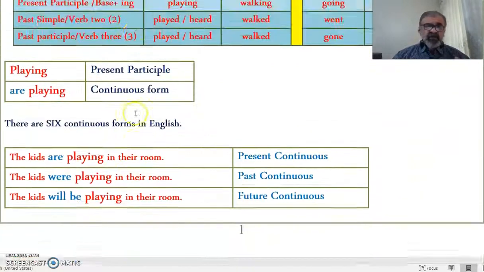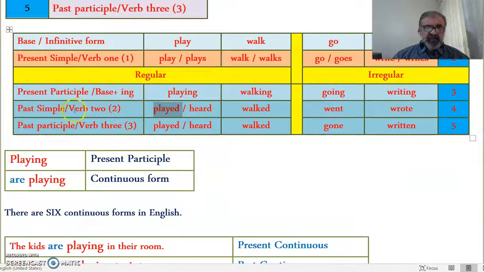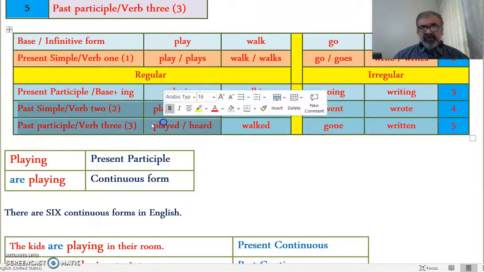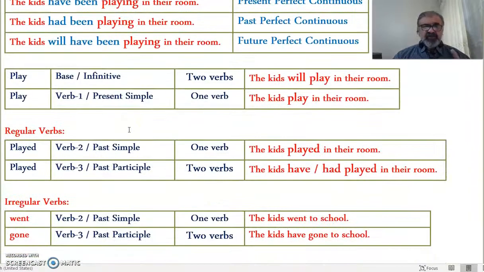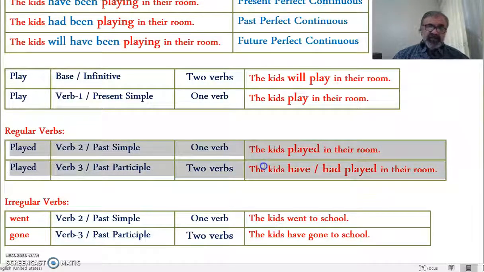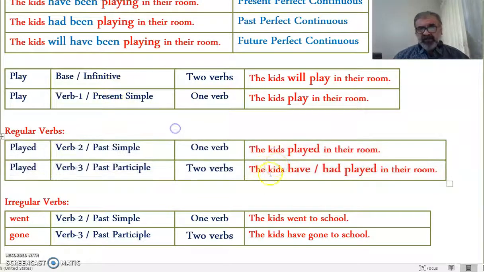Now, what about played? It could be either in the verb 2, past simple, or verb 3, past participle. Again, it has to do with the number of verbs. Now, as for regular verbs, played, verb 2, past simple, there's only one verb in the sentence. The kids played in their room. While if you are using play as the past participle, there are 2 verbs. The kids have, as you can see, or had played in their room. So easy. So it has to do with how many verbs you have.